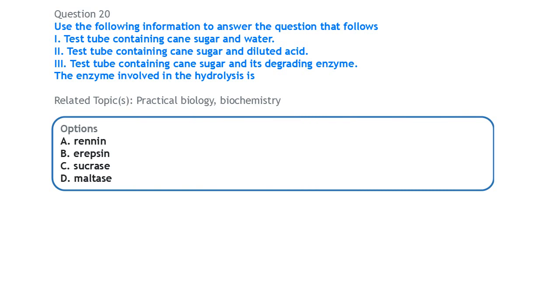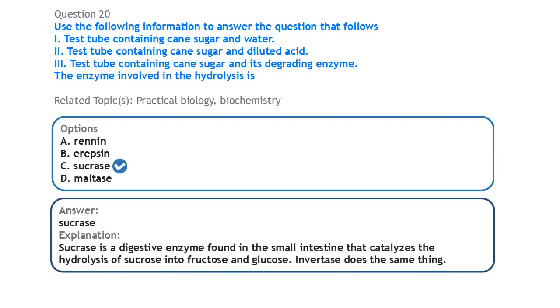Next, on practical biology. Using the same question, the enzyme involved in the hydrolysis, that is in II and III as well, is sucrase. Sucrase is the digestive enzyme found in the small intestine, which catalyzes the hydrolysis of sucrose into fructose and glucose.